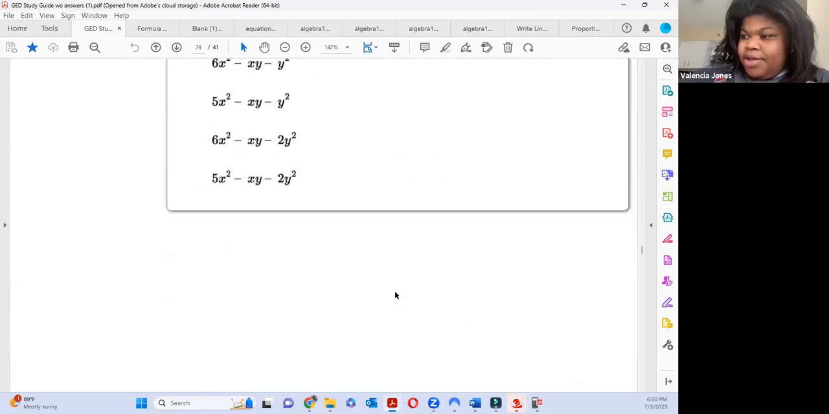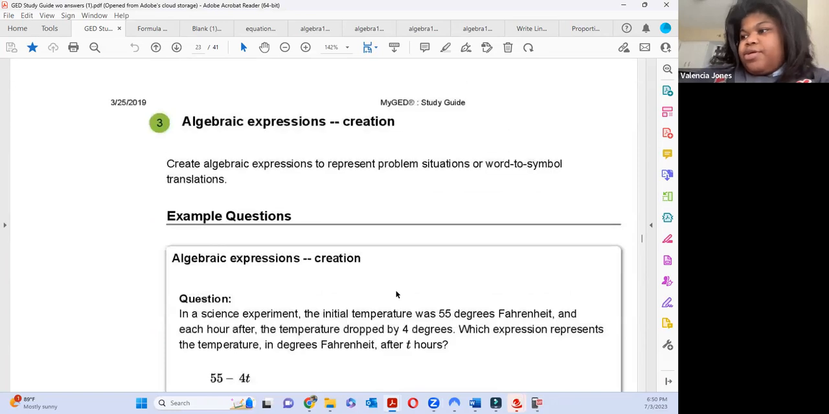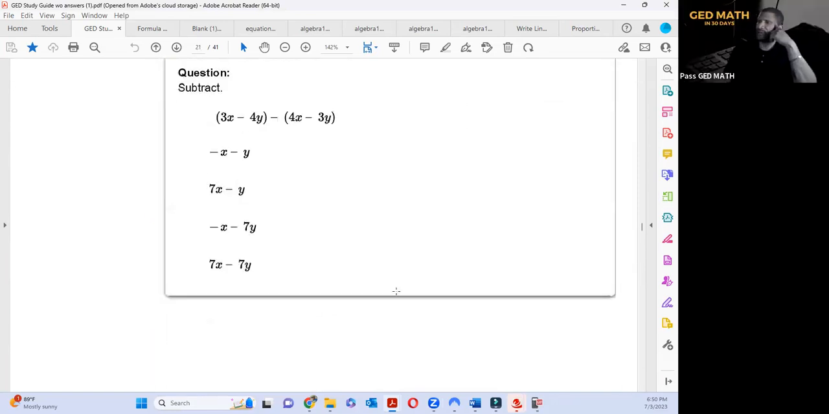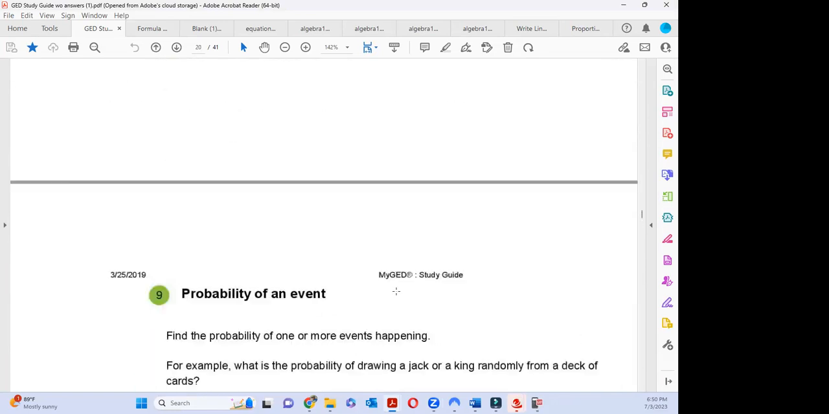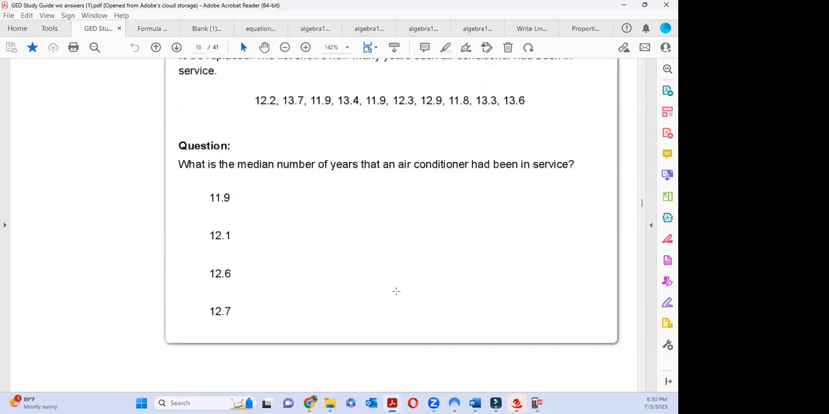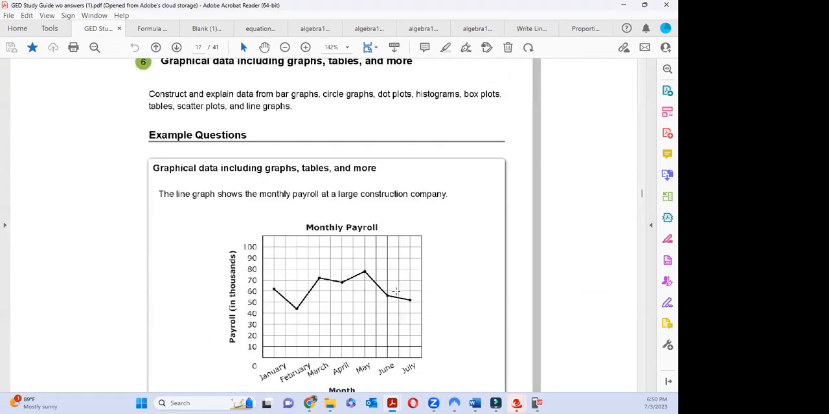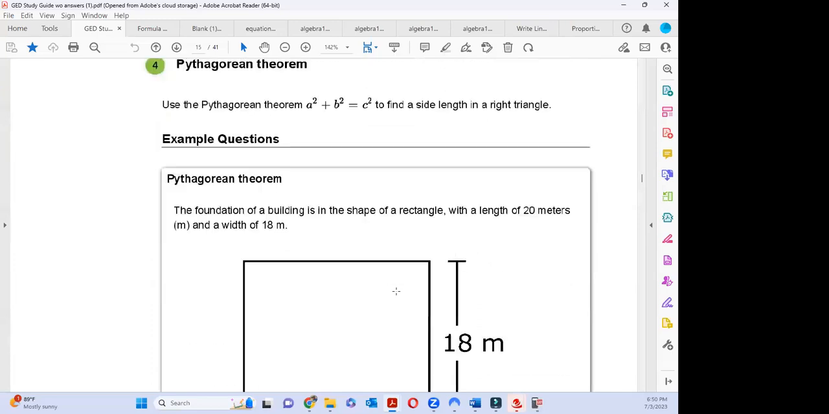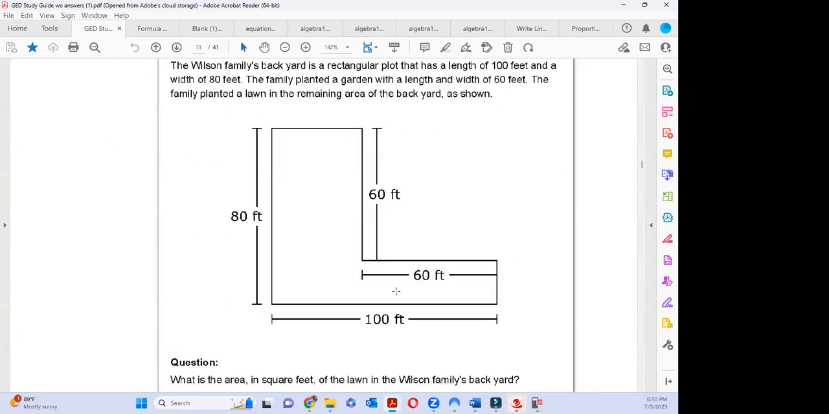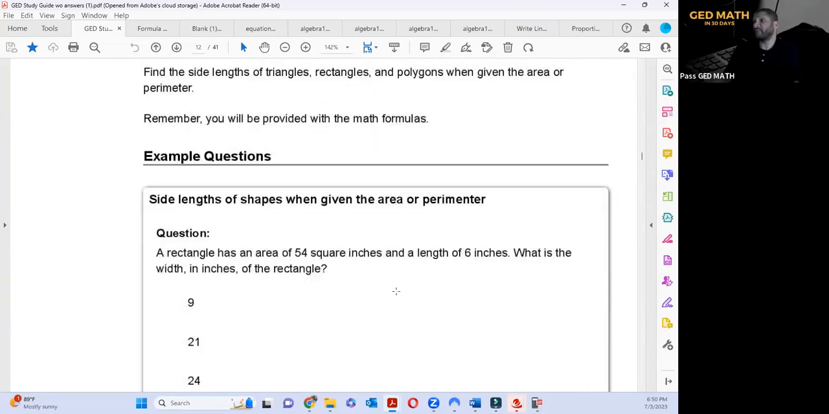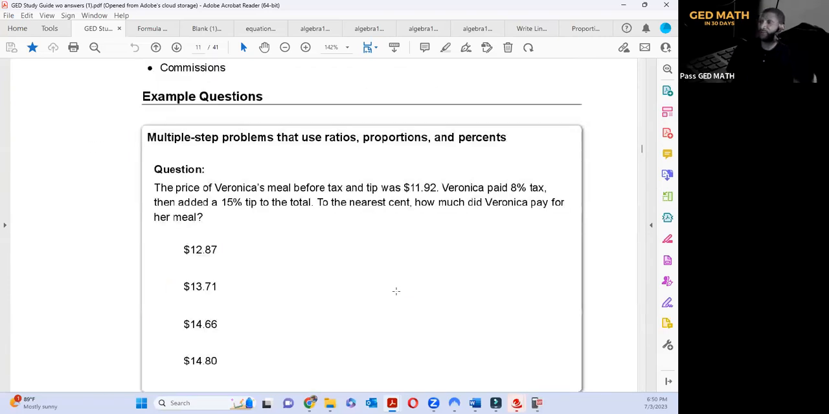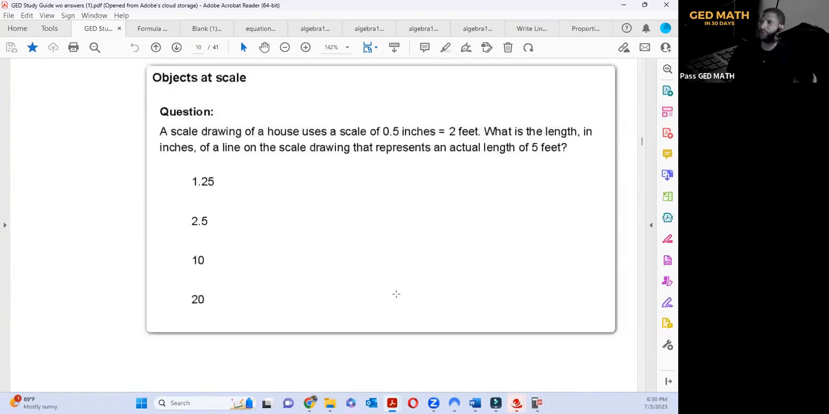I know my pen didn't. Any day now, if I can find it. Where are you? Wow. I actually love this study guide, believe it or not, because it gives you so many problems. Oh, there we go, right there.